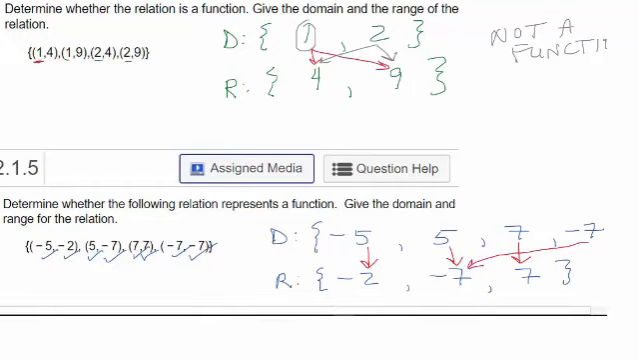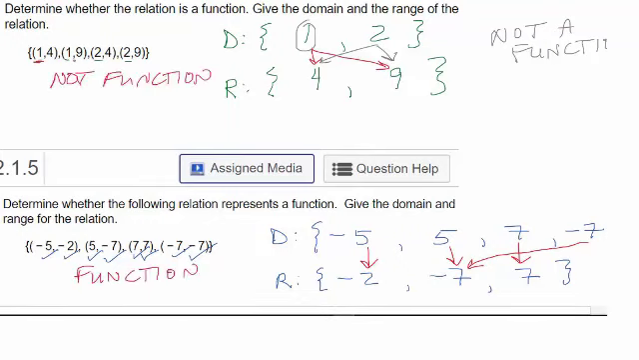So is this a function? What do you think? For each input, do we have exactly one output? Is it a good predictor? Yes. No matter which of these elements of the domain I mentioned, if I said the input, for example, is 5, would you have any question about what the output is? No. You would know it's negative 7. That's the only option. So this guy is a function.